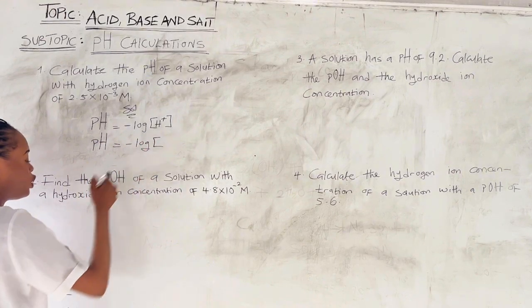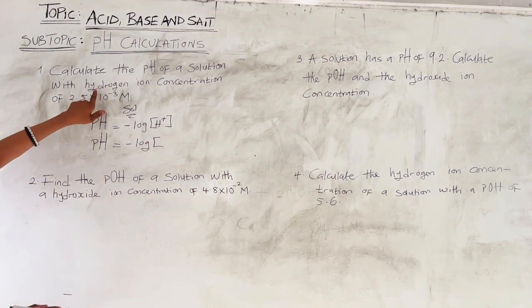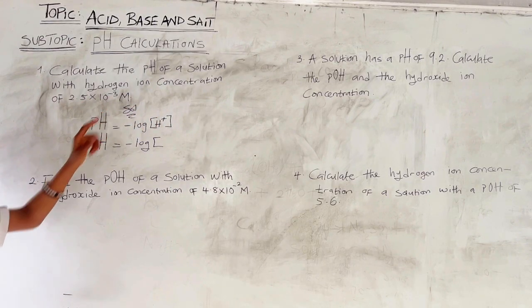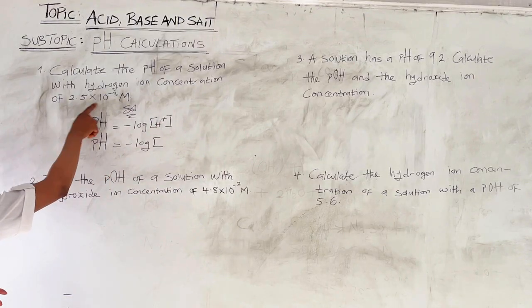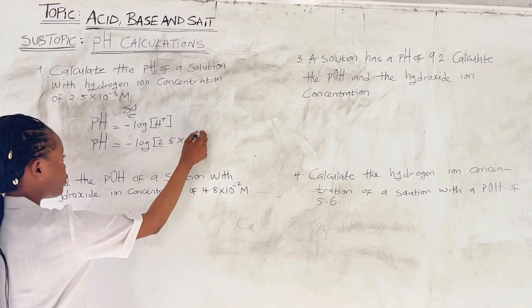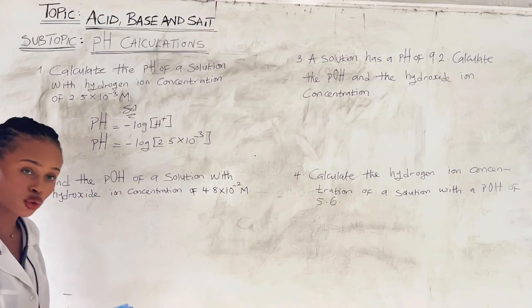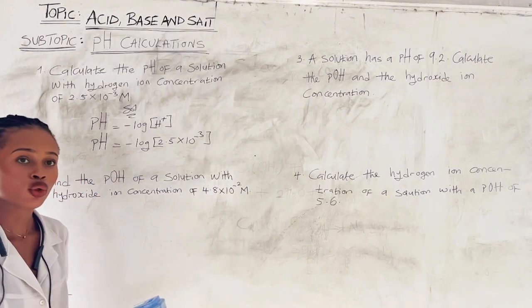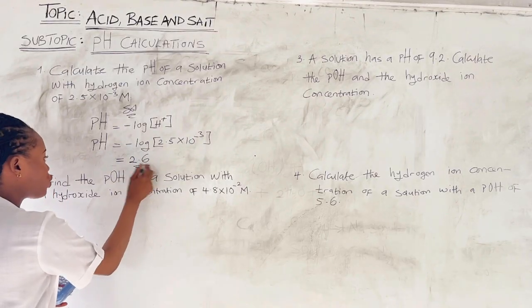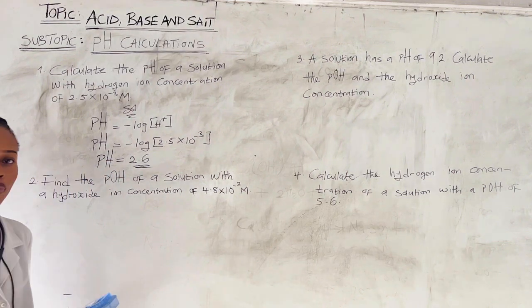What we want to do is to substitute our value for the hydrogen ion. The question told us that the solution has a hydrogen ion concentration of 2.5 times 10 raised to power minus 3. So wherever we see hydrogen ion, we replace it by the value. We're going to be writing 2.5 times 10 raised to power minus 3. Our calculator will do the rest. If you also have a log table, you can use that. Our answer is 2.602, but we can sum it up as 2.6. So our pH for this particular question is 2.6.